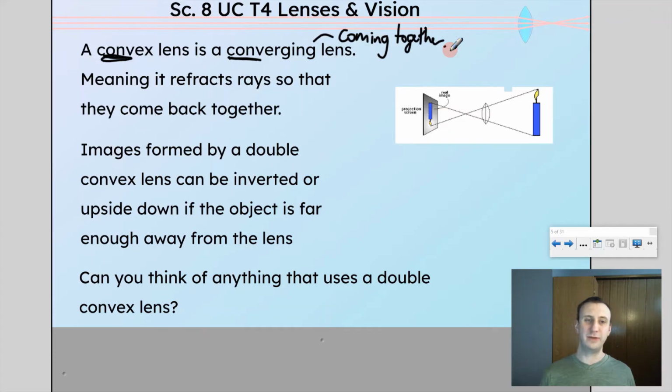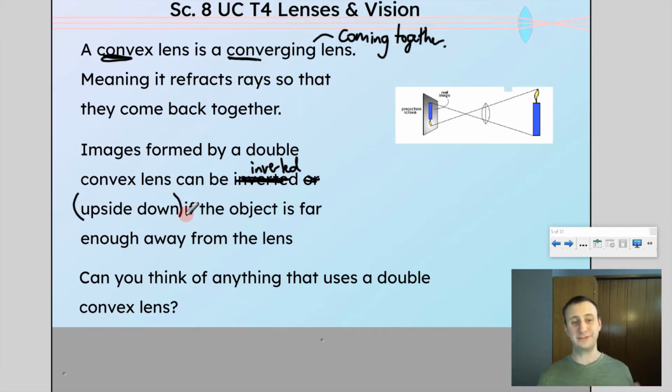Images formed by a double convex lens can be inverted, so they can be upside down, or they can be erect. This should say can be erect or can be upside down or inverted if the object is far enough away from the lens. I guess that's just talking about it all together. I forgot how I wrote this. So that's fine. Can be inverted, and then this is really meant to be like a bracket upside down if the object is far enough away from the lens.